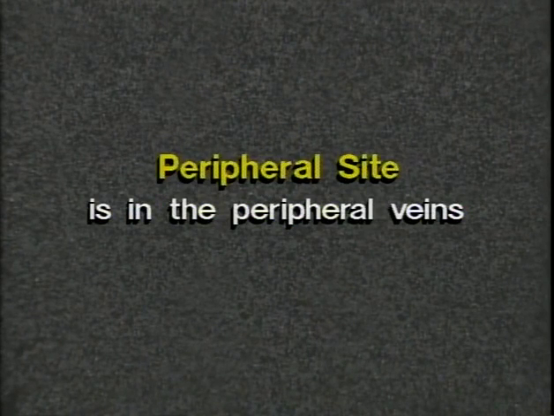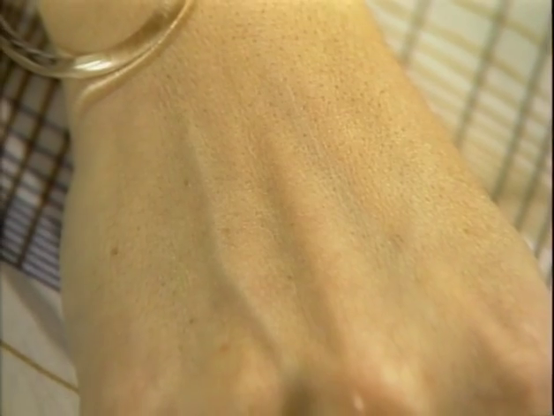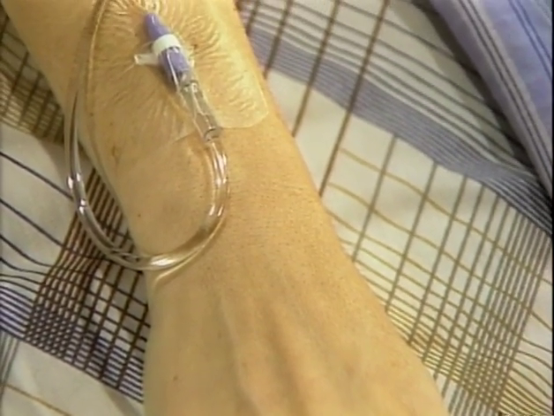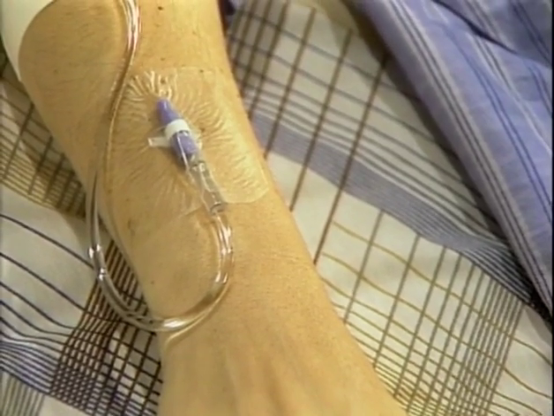A peripheral site is in peripheral veins, the veins most distant from your heart. If you look at your arm or hand, you can see many peripheral veins, bluish in color. These peripheral veins are easiest to find. The hand has the smallest peripheral veins and they are the easiest to enter. The larger veins in the forearm are the ones usually used in home infusion therapy.